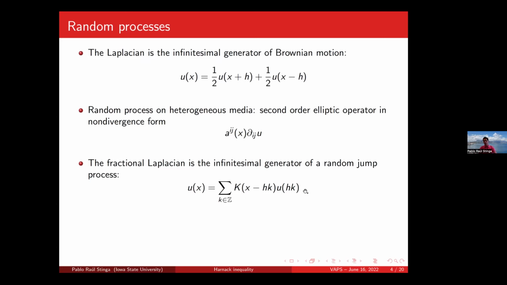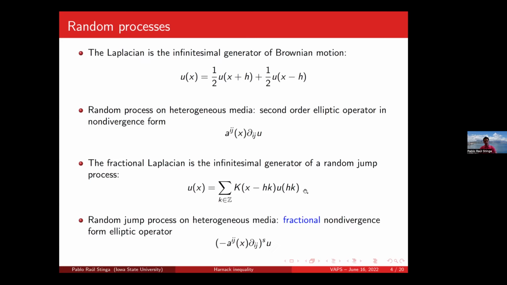recover the fractional Laplacian. So now what happens if you do random jump processes in heterogeneous media, instead of being homogeneous like here, where at each point this only depends on the distance between X and HK? You have a kernel that is changing from point to point, and on the next point, I have a different density K. Then the infinitesimal generator will be a fractional power of a non-divergence form elliptic operator. Okay, so these are the objects we're going to look at.